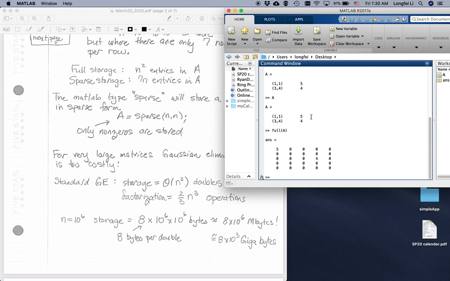The index and the value, we don't have to store all those zero terms. Okay, so this full A tells you that we have 5 on the first row, first column, and the value 4 on the third row and the fourth column, something like that. Okay, so we can also create a matrix by specifying this ijk.